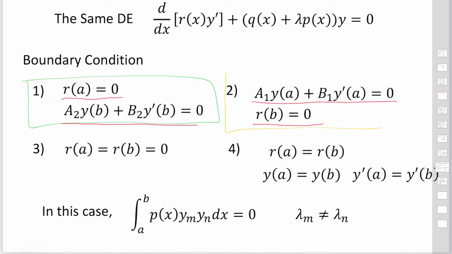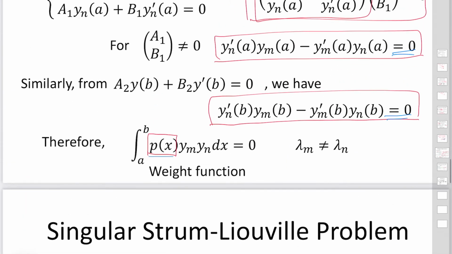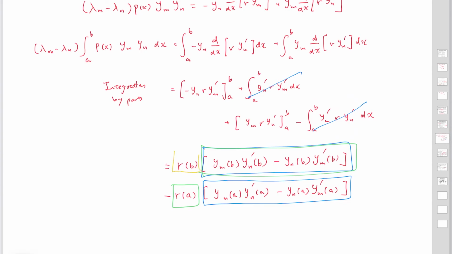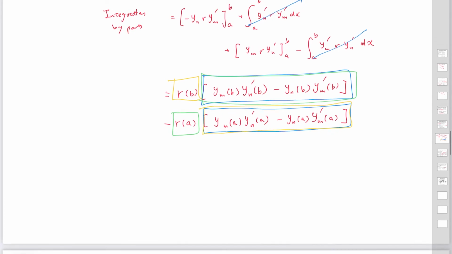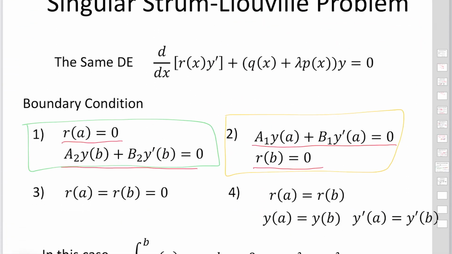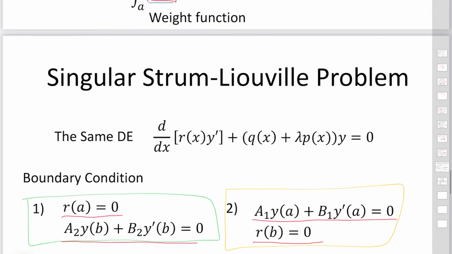The second case is r sub b equals 0. So in the second case, this is 0, and also this is 0. So the right hand side becomes 0. The third case, r equals 0 at x equal a and at x equal b. This is 0. The fourth case is a little bit complicated. This is the periodic condition. r sub a equals r sub b, and y sub a equals y sub b. y prime is equal at x equal a and x equal b.